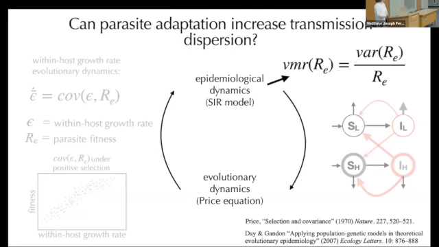Okay, so my question then is, again, how can parasite fitness drive increased transmission dispersion? I'm going to be showing you some plots that show how this variance to mean ratio of RE, which I'm defining as transmission dispersion, is changing over time as the epidemiological and evolutionary dynamics are changing as well.